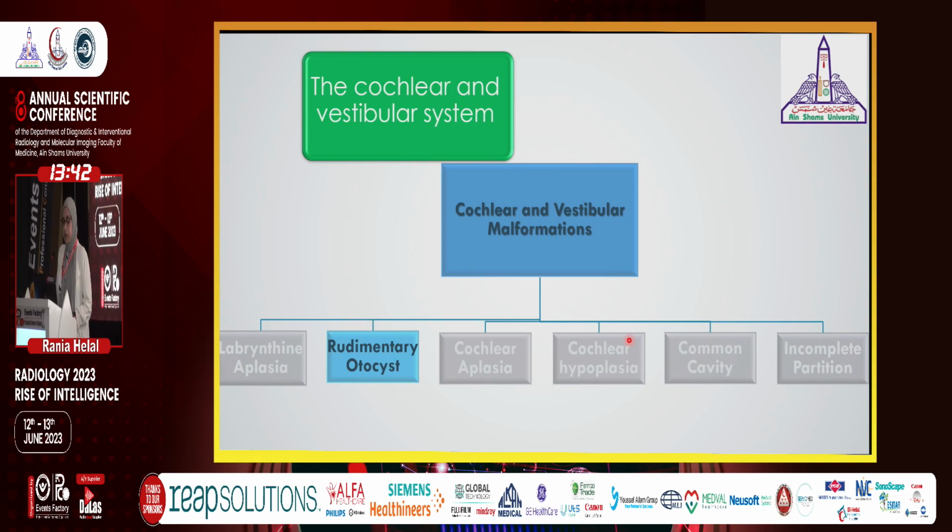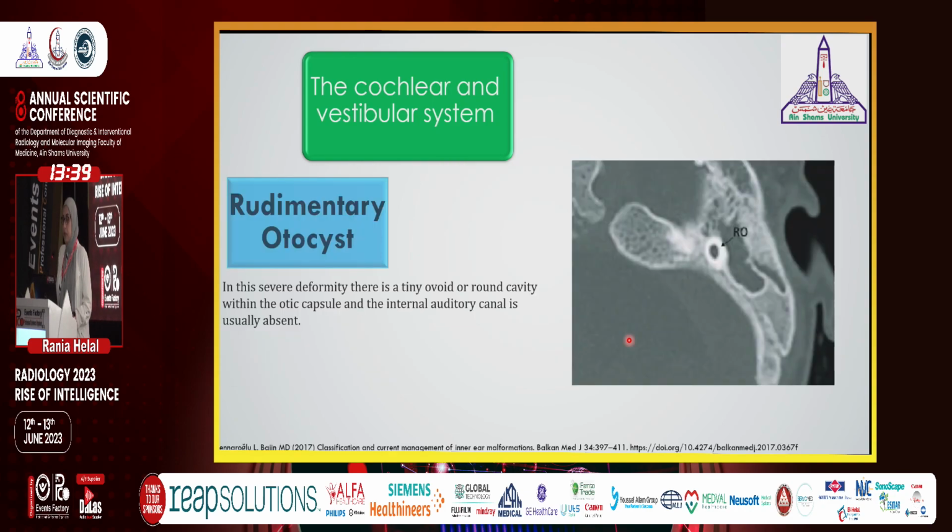Second is the rudimentary otocyst. This is also a severe deformity. There is a tiny ovoid or rounded cavity seen inside the otic capsule, and the internal auditory canal is usually absent, as you can see here. This deformity is between the common cavity and the Labyrinthine aplasia.